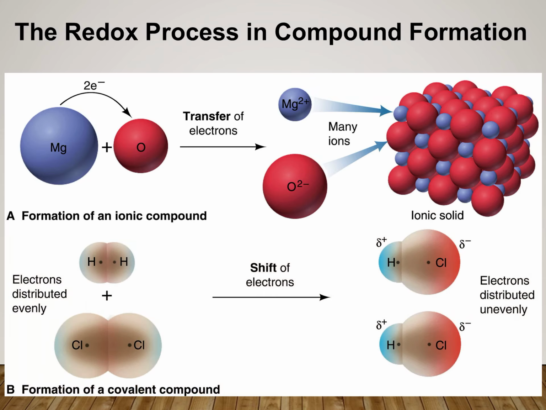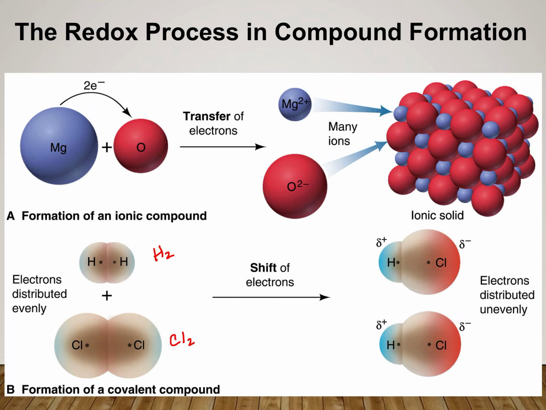In a covalent compound or in a molecular bond, the movement of electrons isn't so clear because they're just kind of shifting towards one atom or the other. So when we have our hydrogen, H2, our diatomic hydrogen, the electrons in that bond are sitting directly in the middle because each of the hydrogens has the same electronegativity. If we look at the chlorine molecule, same thing: the electrons are sitting in the middle and being evenly distributed because both of the chlorines have the same electronegativity.